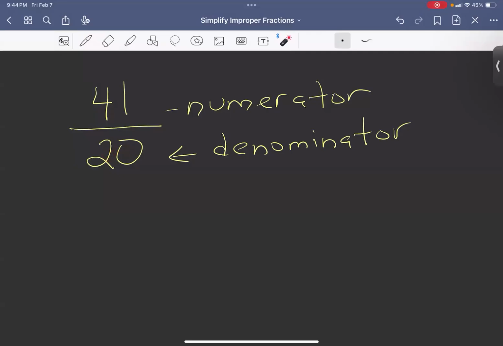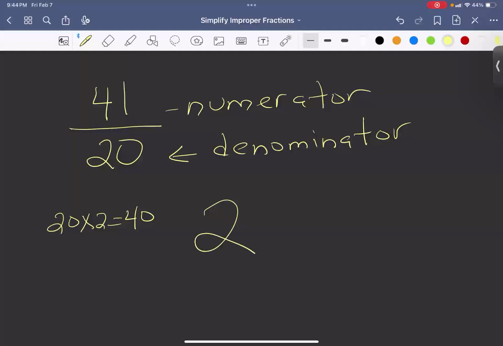How many 20s can go into 41? Well, 20 times 2 is 40, so I'm going to use 2. So 20 into 41 is 2 times. 41 minus 40 is equal to 1. So I have 1 left over, and I keep the same denominator of 20. So 41 over 20 is equal to 2 and 1 over 20.